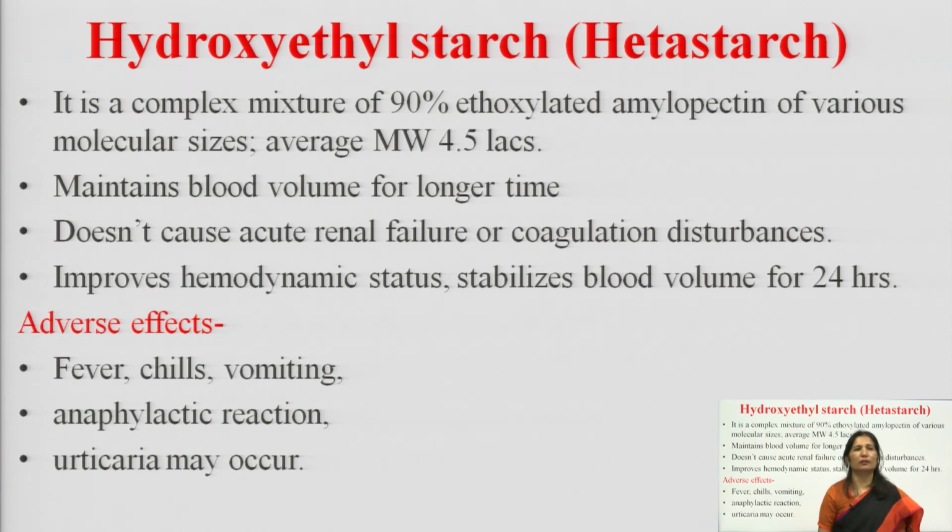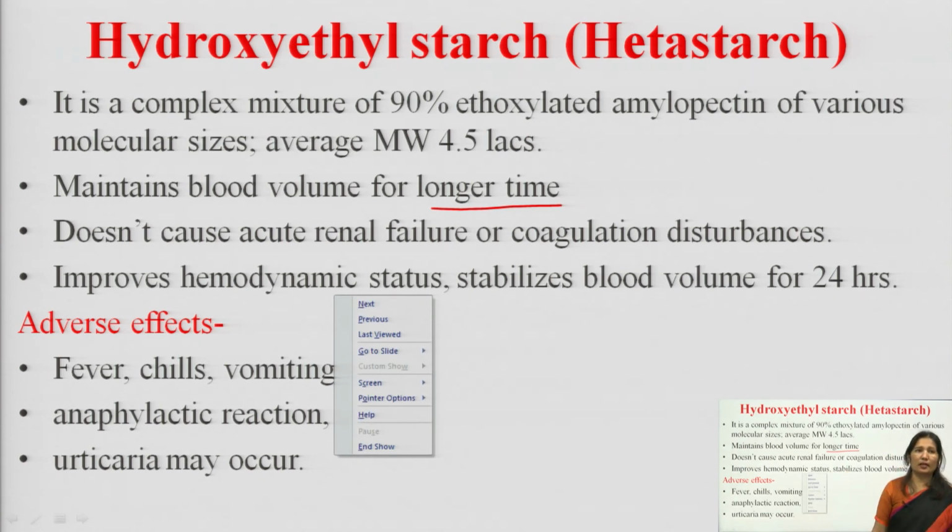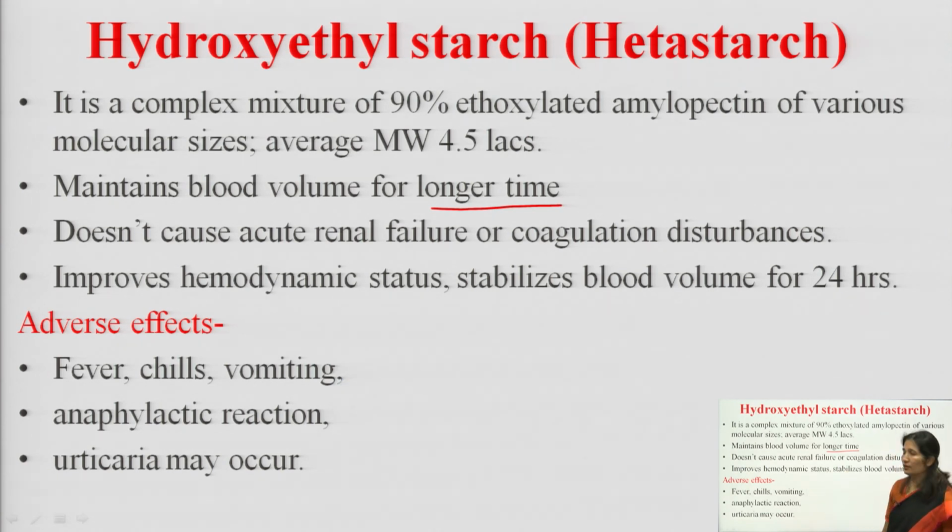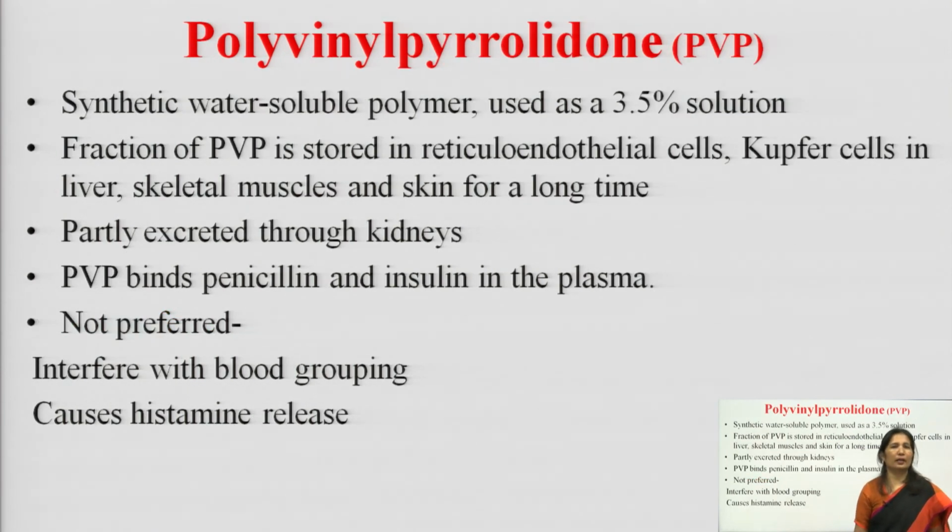So, it improves hemodynamic status and stabilizes blood volume for 24 hours. So, HETA starch maintains the blood volume for a longer time. This is again one commonly used colloid, a plasma volume expander. Adverse effects are fever, chills, vomiting, anaphylactic reaction and urticaria may occur.